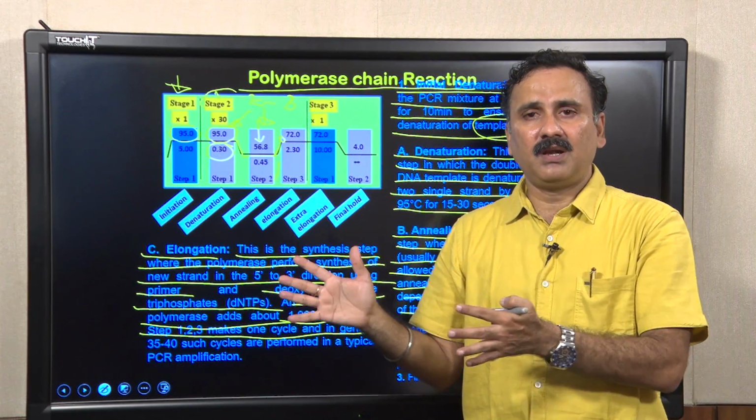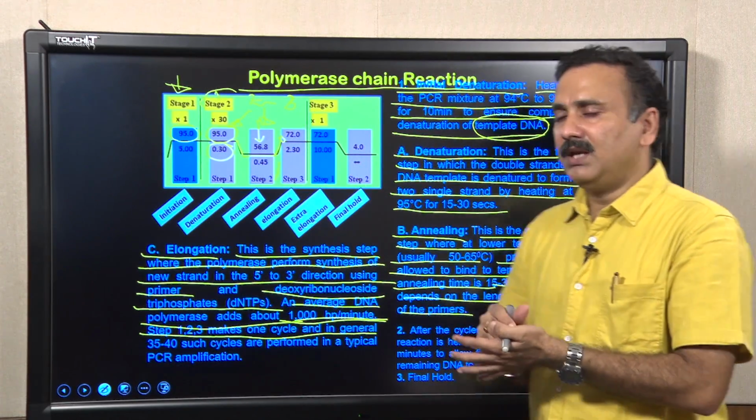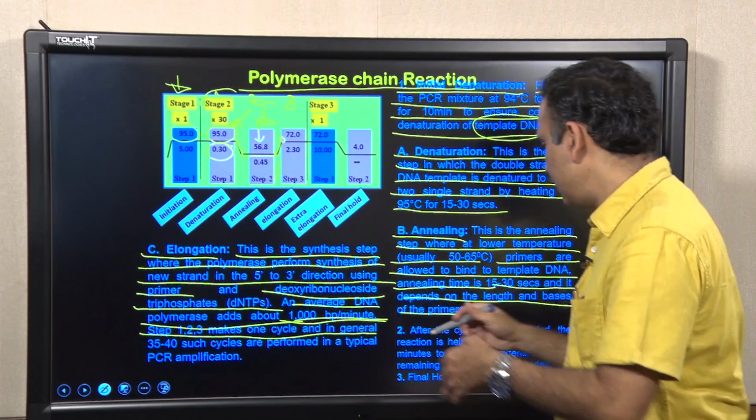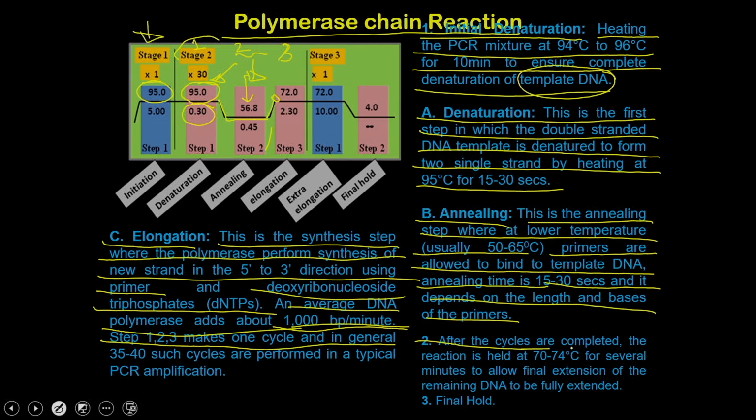Once that amplification is over, then you can ask it to enter the next phase. After the cycles are completed, the reaction is held at 70 to 74 degrees Celsius for several minutes to allow the final extension of the remaining DNA, and then you ask for the final hold.